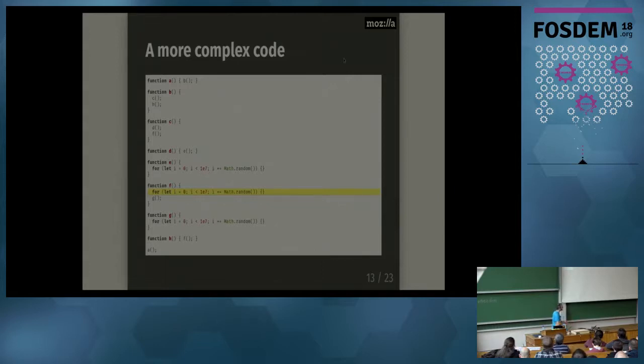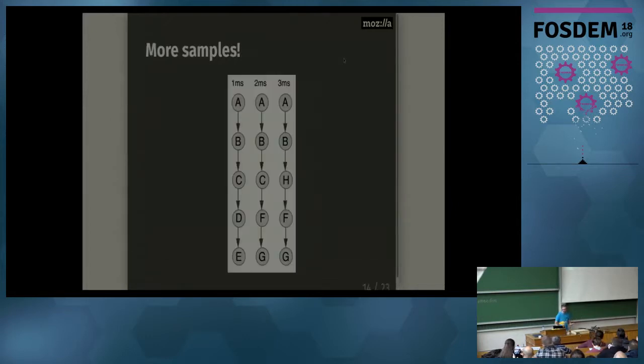So, more complex code now. Don't pay attention to the highlighted line yet. It will be for later. It's more complex. It's just more functions calling more functions. What's especially interesting here is that the function F is called in two different places. It's called in C at the top. It's also called in H at the bottom. And F itself calls G, OK? F and G both have very expensive loops, and E as well. The goal is to show you what happens when you call the same functions in different ways, with a different call stack, actually.